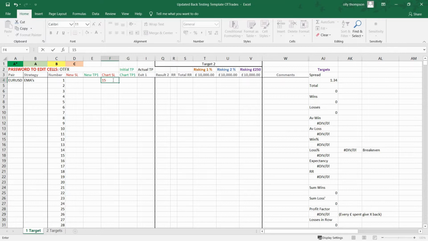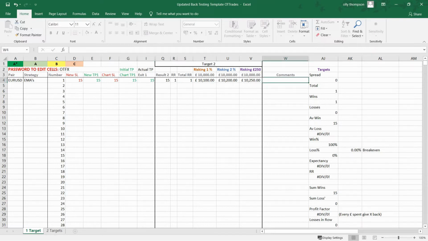Chart stop loss 15 pips. Taking into account the spread, we've got 1.34. We can change that to 0 for now, so we don't take into account the spread. Chart profit target was 15 pips, so 1-to-1 risk to reward. We obviously hit that 15 pips. That turns green because it's positive. If we lost, then we do negative 15 pips, and that'll turn red. So we actually won this pattern. So positive 15 pips, and that's all you need to input.